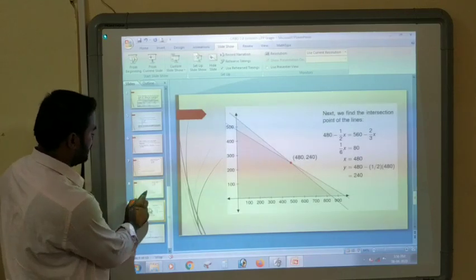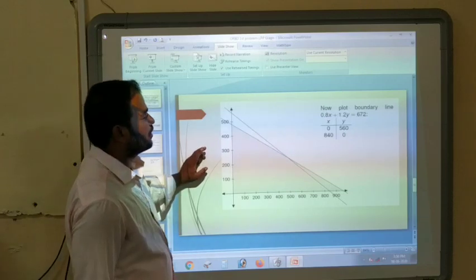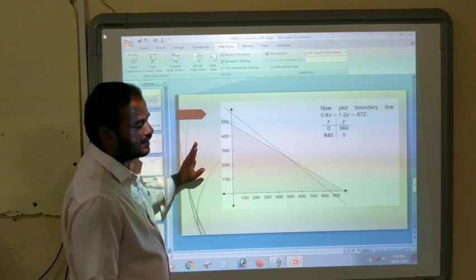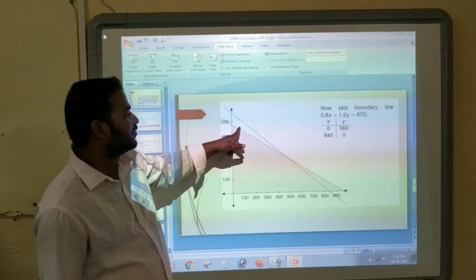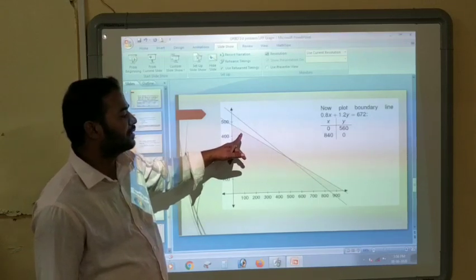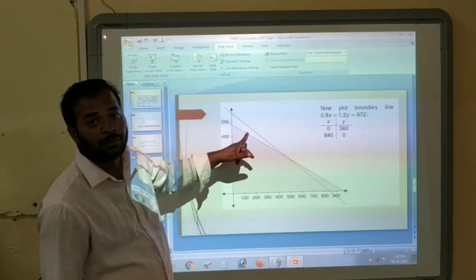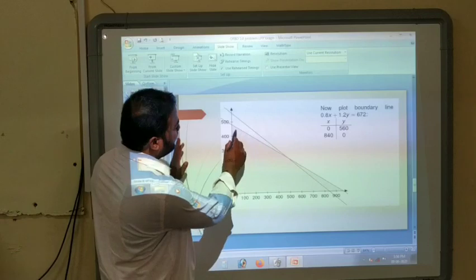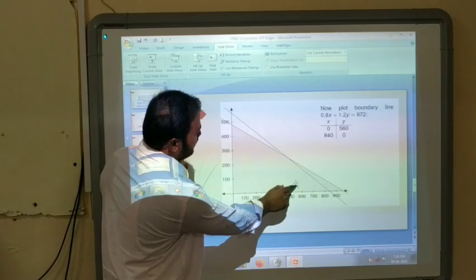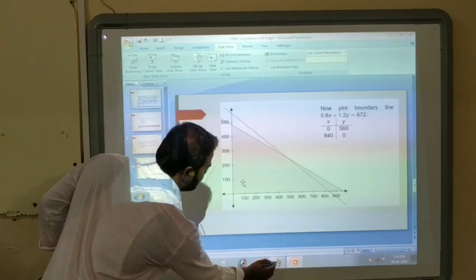So in this graph, now we are going to identify the feasible region. Feasible region means the region where both the lines for both the equations should not be intersected. So this is the feasible area.